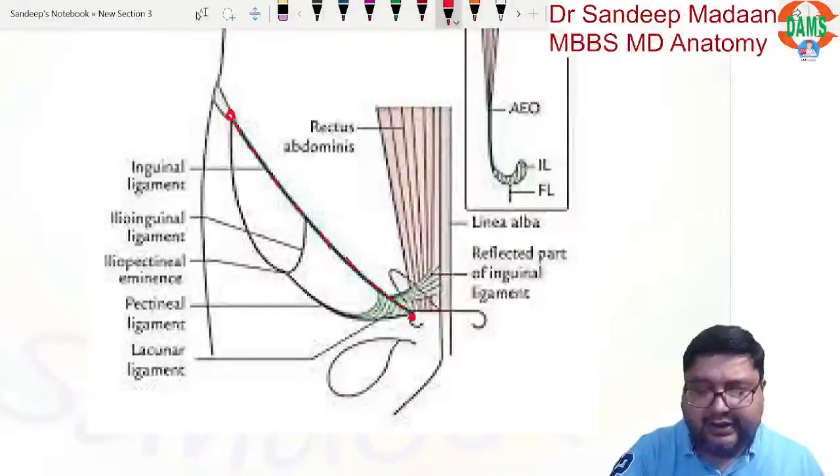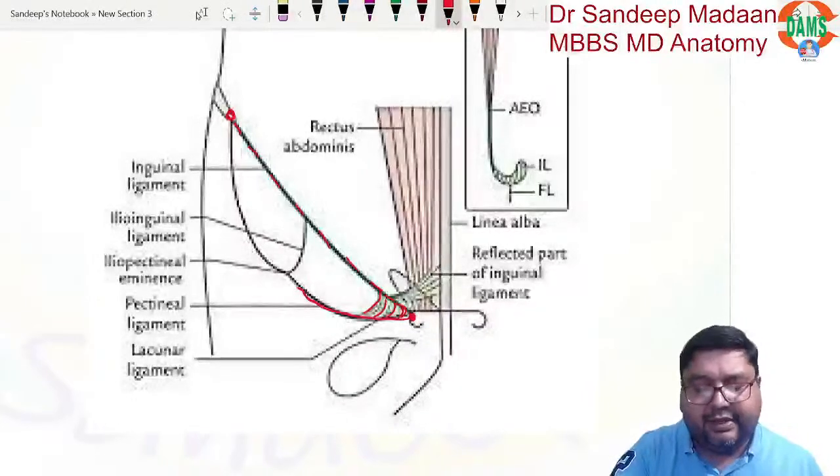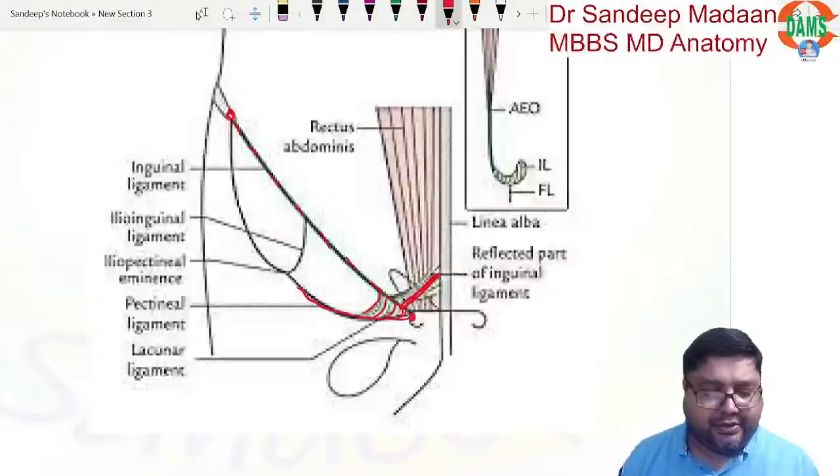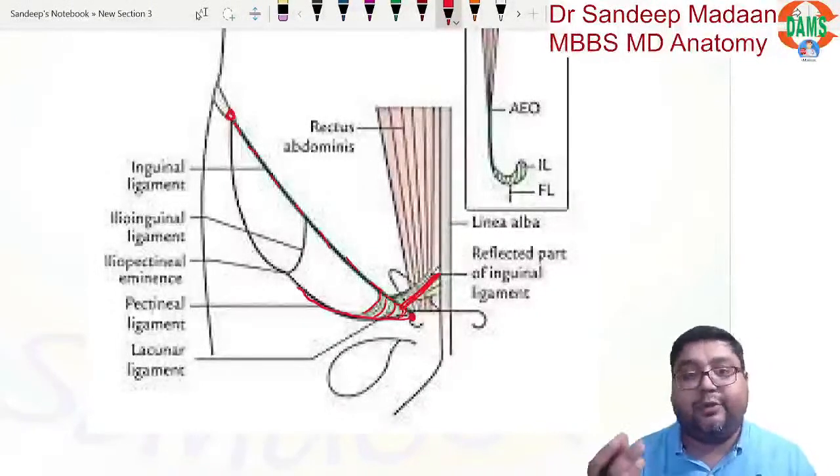And after that, it gives one extension over here, that is the lacunar ligament, and this extension, that is the pectinate ligament, and this extension, that is the reflected part. Making sense? Let me show you one more image with respect to bone.